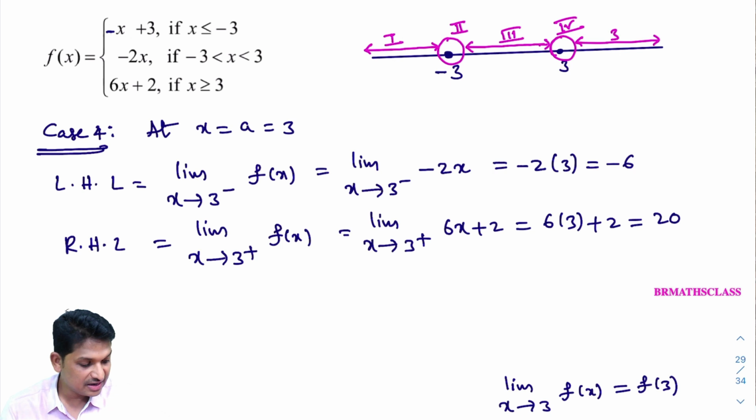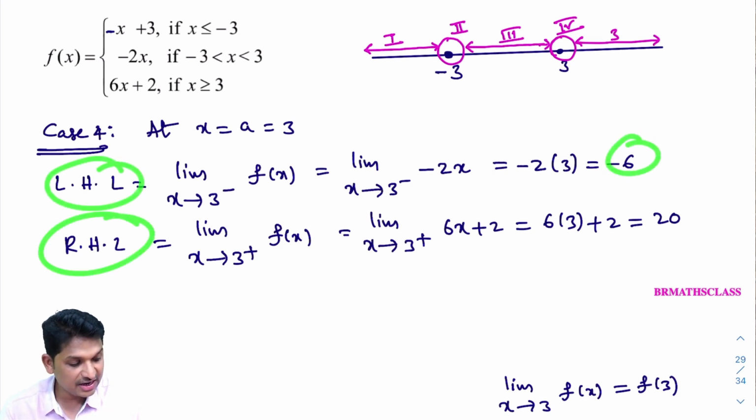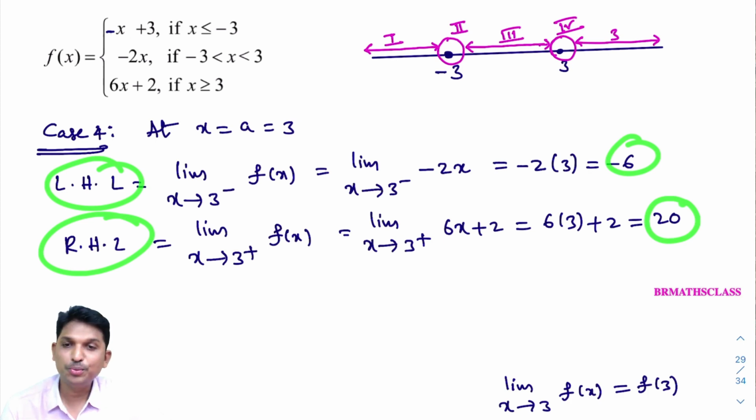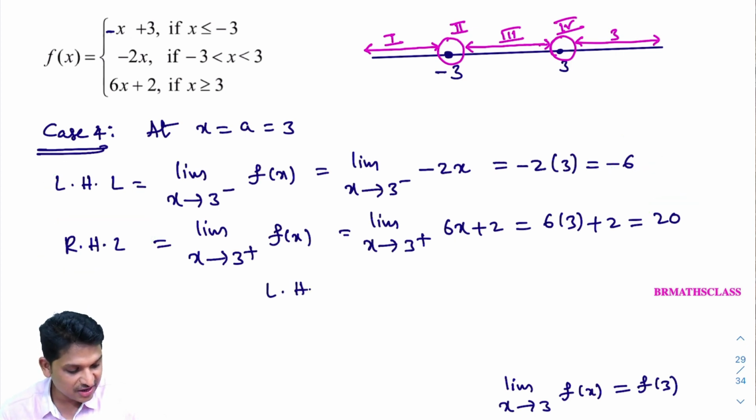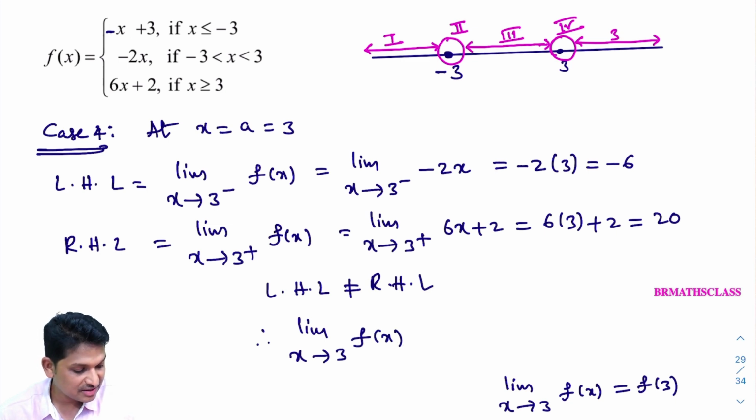So when I calculate the left hand limit, I got minus 6. When I got the right hand limit, I got 20. Oh my god, the left hand limit is not equal to the right hand limit. So what is the conclusion? Therefore, the limit as x approaches 3 of f of x does not exist.